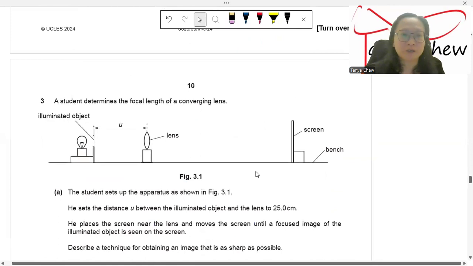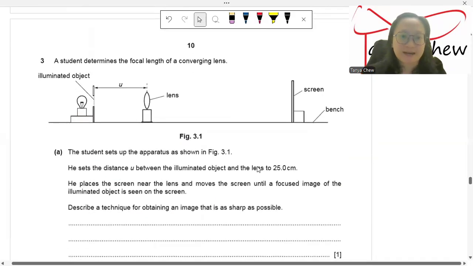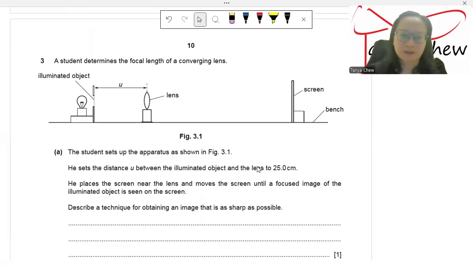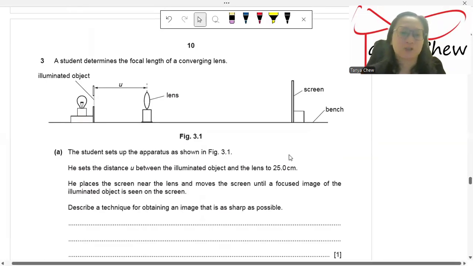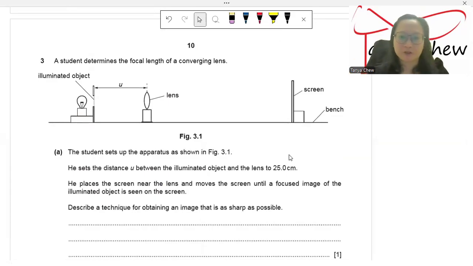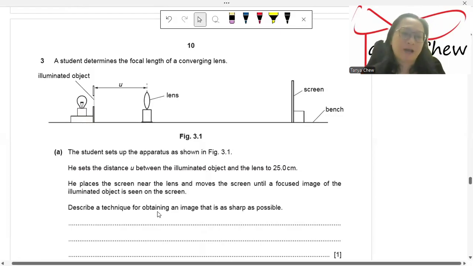Now, the third question, number 3. A student determines the focal length of a converging lens. A, the student sets out the apparatus as shown in Fig 3.1. He sets the distance between the illuminated object and the lens to 25 cm. He places the screen near the lens and moves the screen until a focused image of the illuminated object is seen on the screen. Describe a technique for obtaining an image that is as sharp as possible.